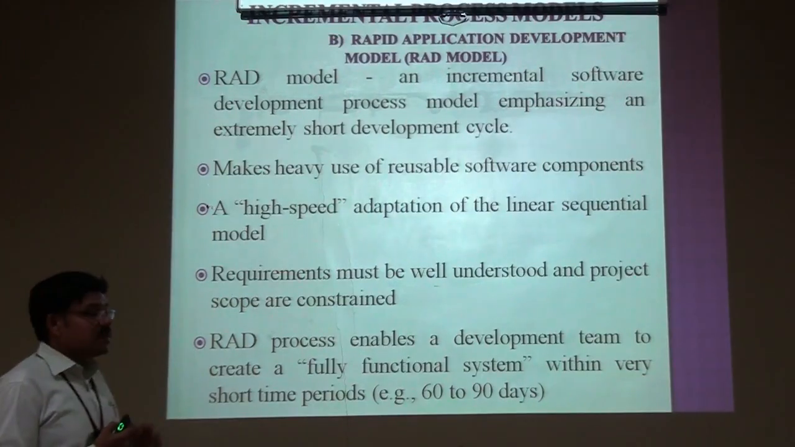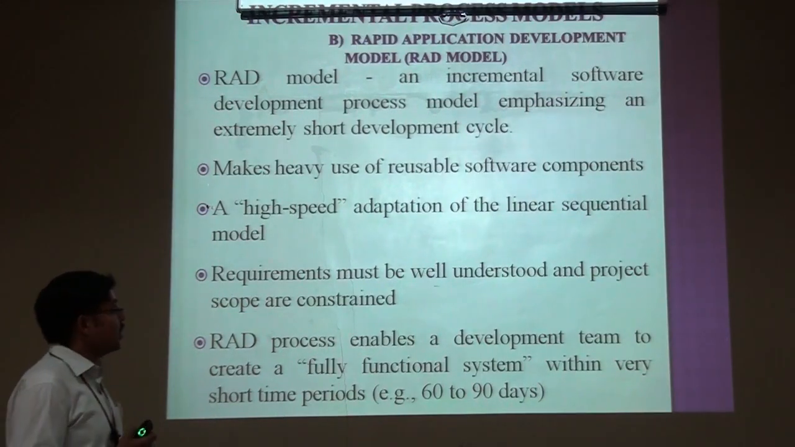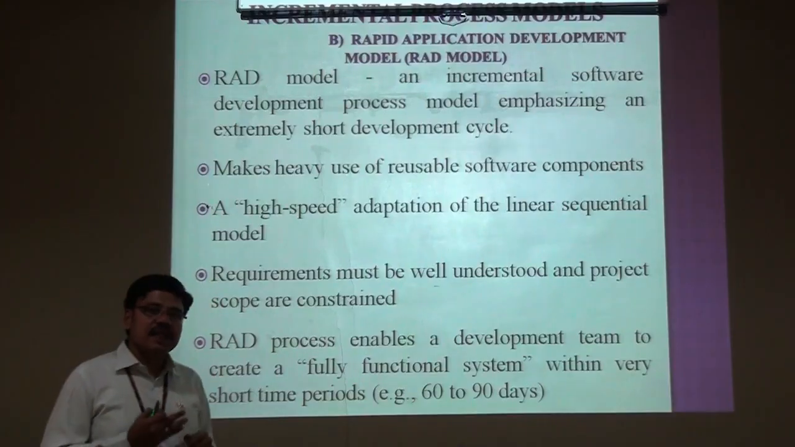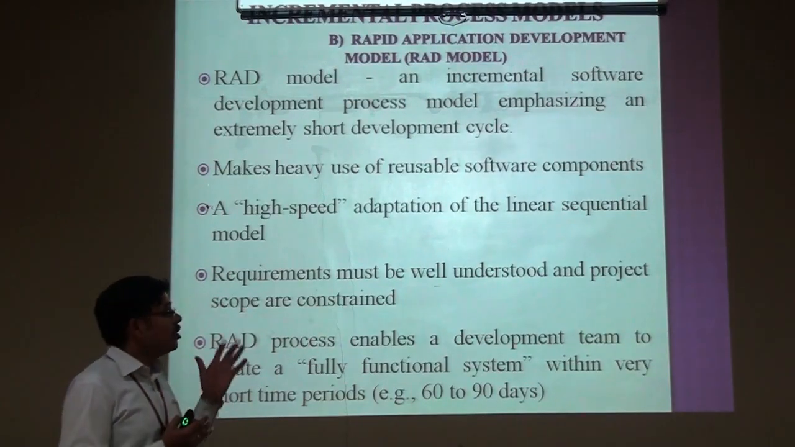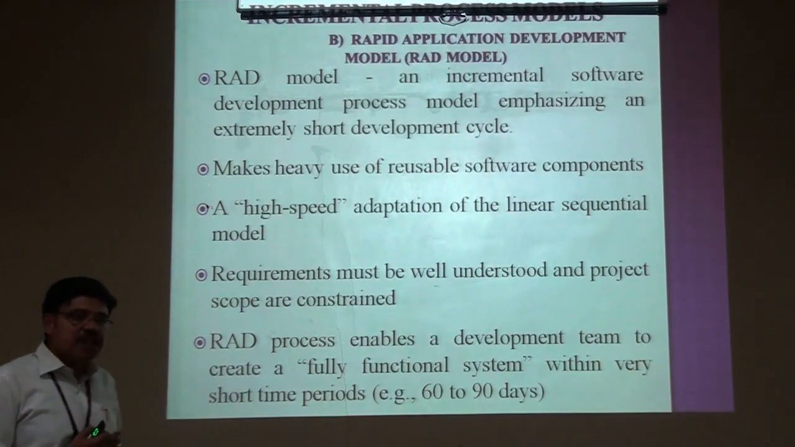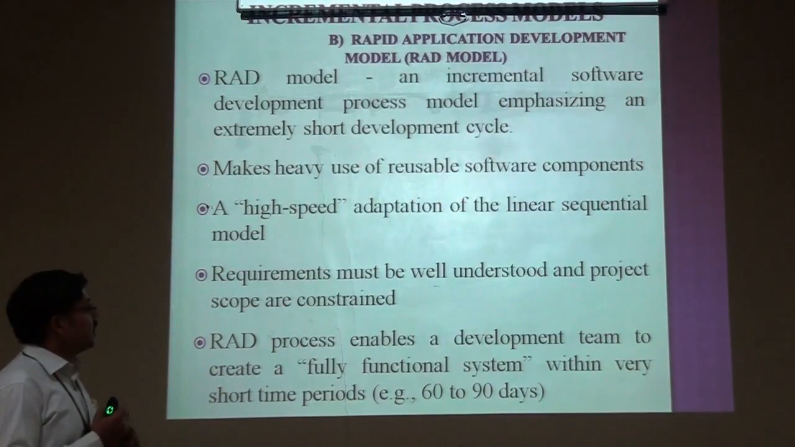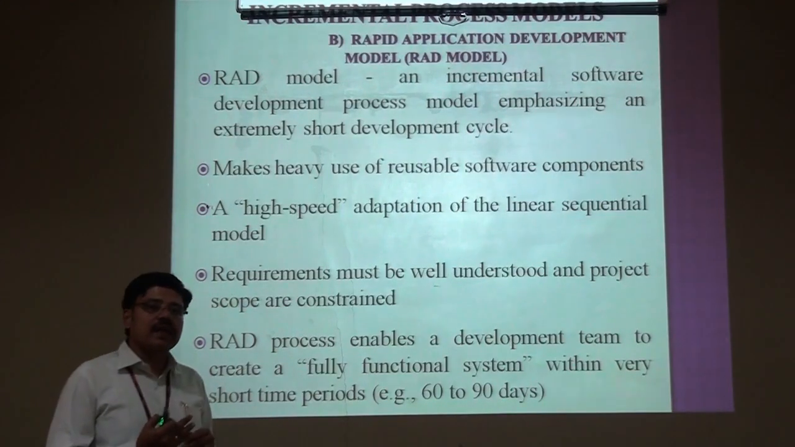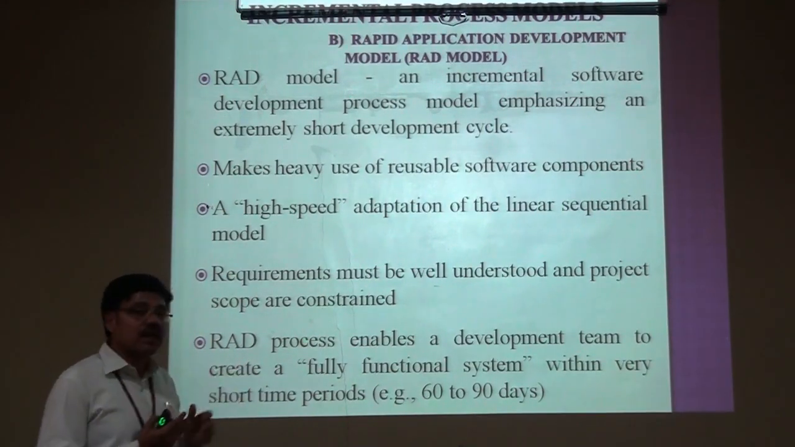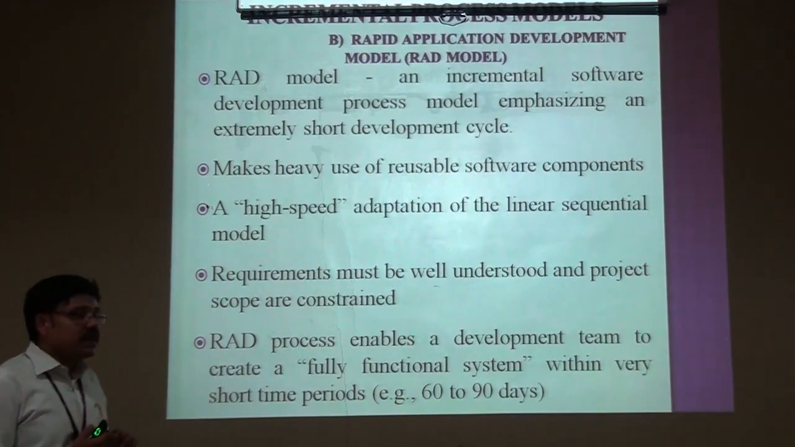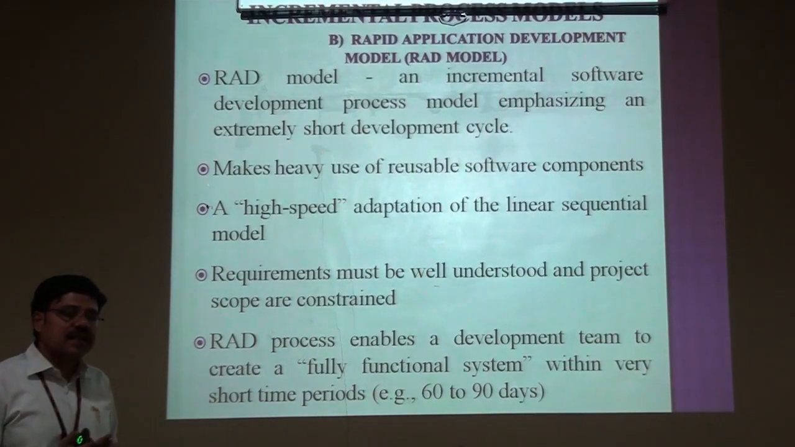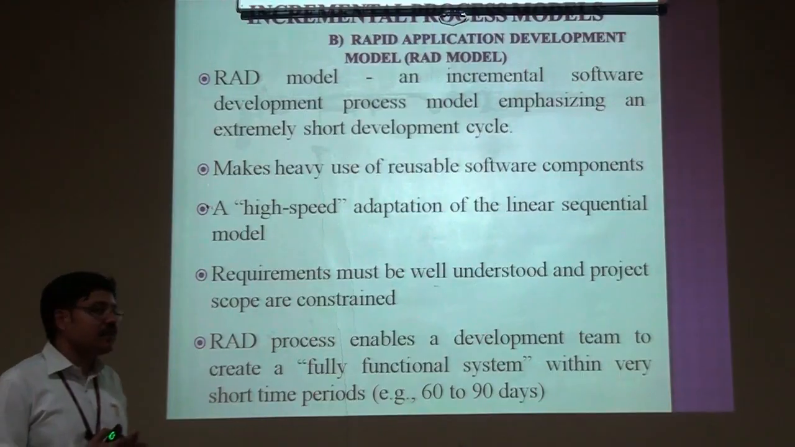This RAD model is an incremental software development process. From the name we can see it is a rapid application, so it is going to follow an extremely short development cycle. In order to develop the application in a faster manner, it is going to make heavy use of off-the-shelf components, what we call software components. This RAD model can be called a high-speed adaptation of the linear sequential model.